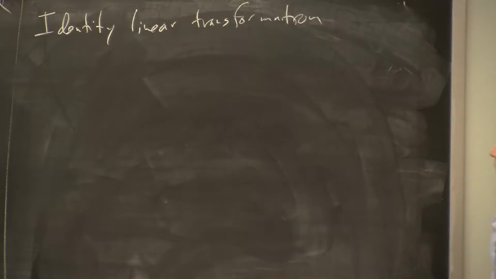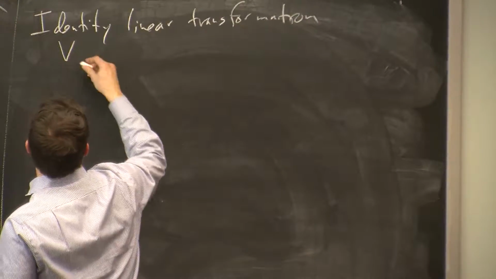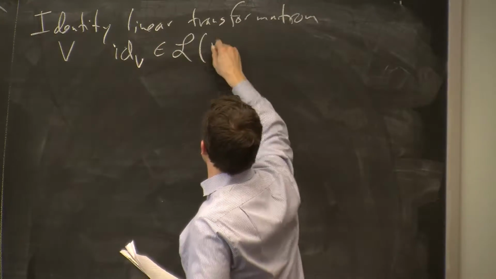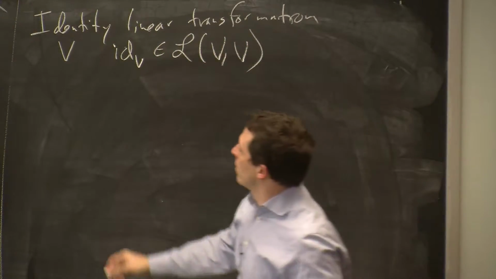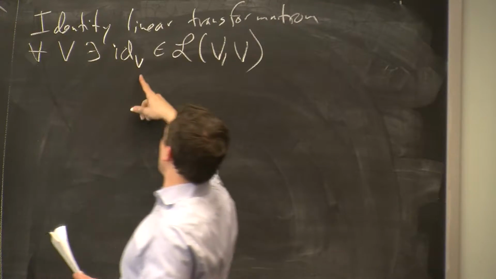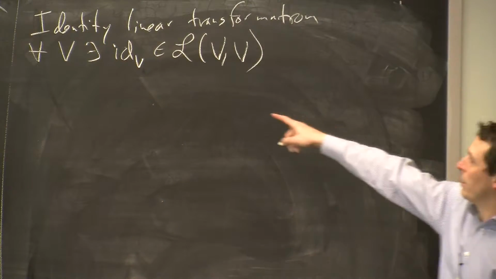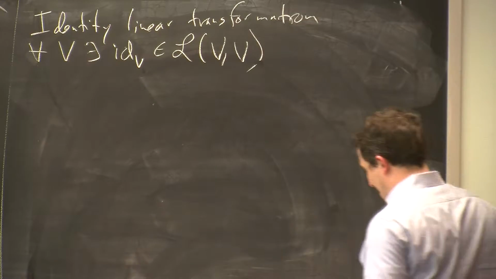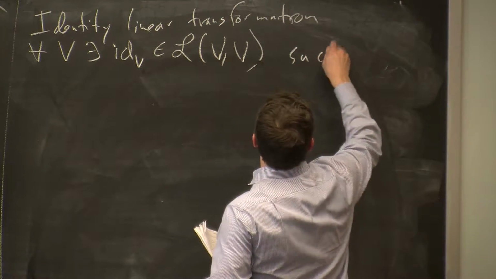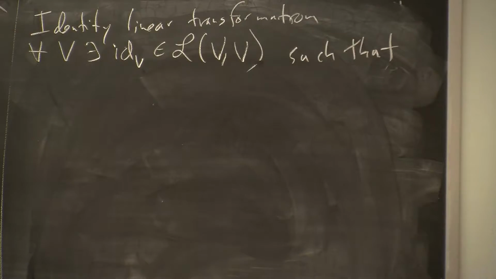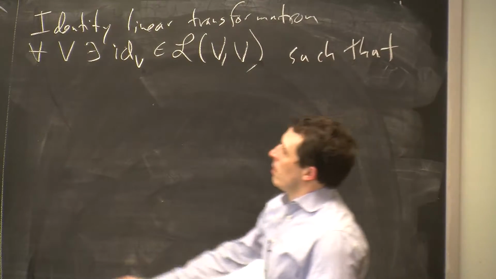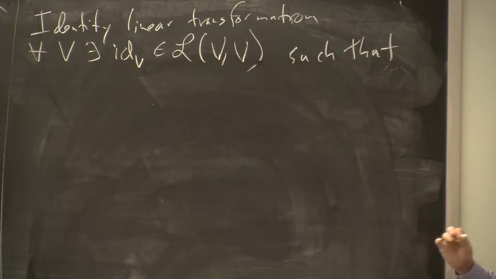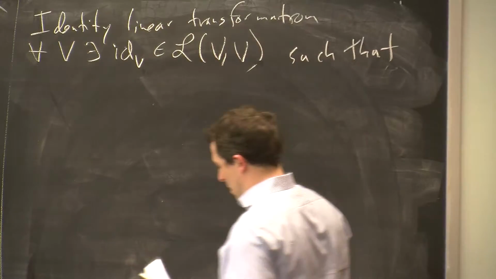That is, for any vector space V, there's a special linear transformation in the space of linear transformations. I should say, for all V, there exists an identity linear transformation in the space of linear transformations from the vector space to itself. And that plays the role of an identity. But because we have to worry about varying domain and codomain, this isn't the kind of identity where one identity works for every function, right? Each vector space has to have its own identity.